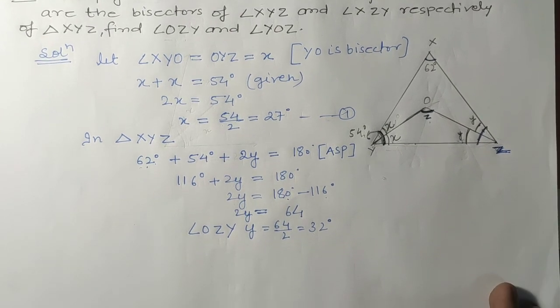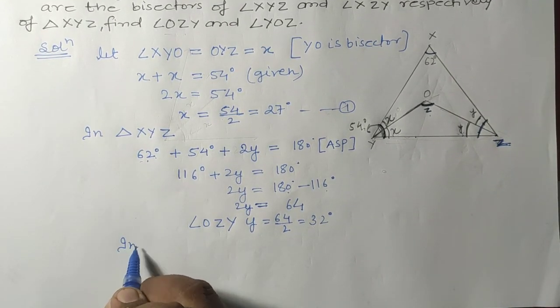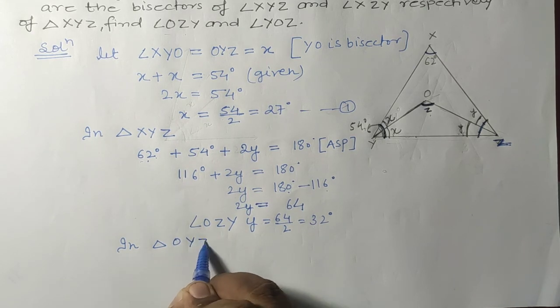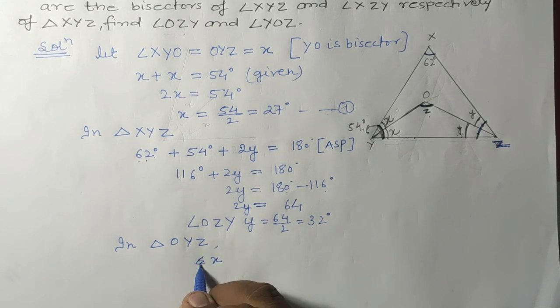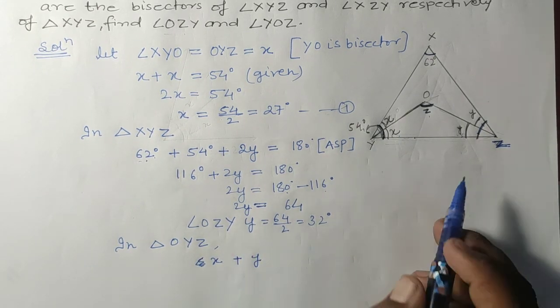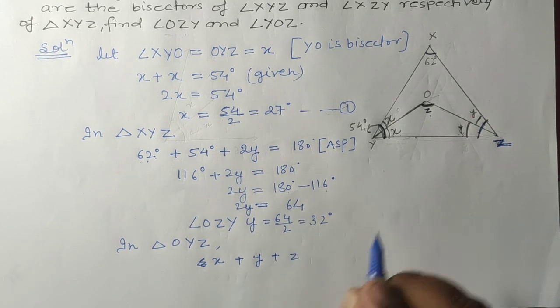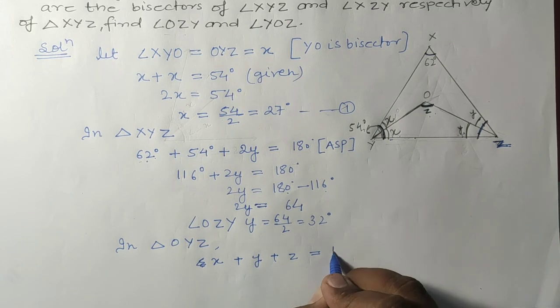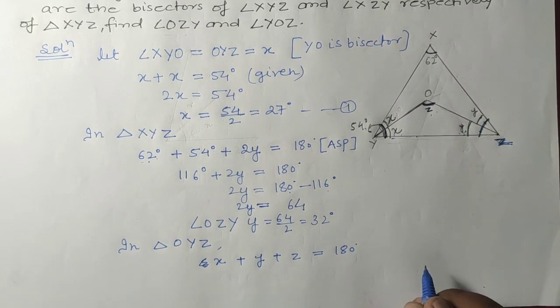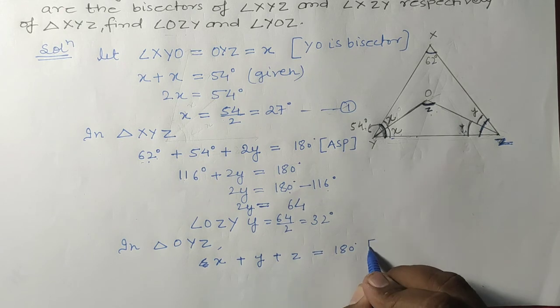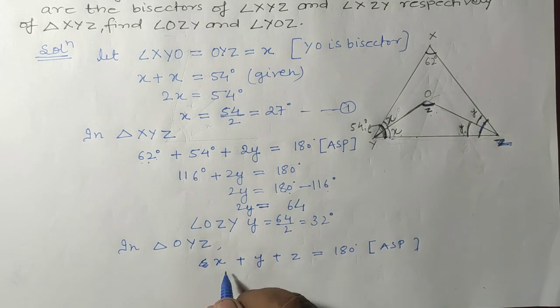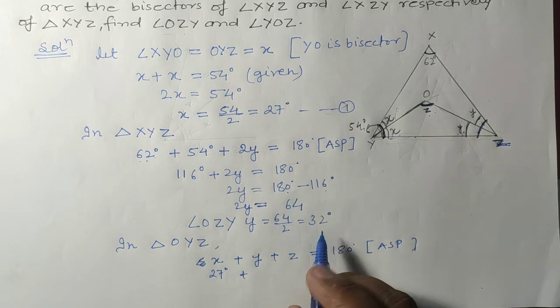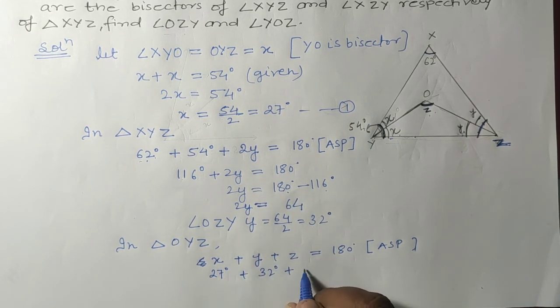Now students, in triangle OYZ, angle X, angle Y and angle Z, the sum of these three should be equal to 180 degrees, because these are the interior angles of a triangle. The reason you will write is angle sum property of a triangle. X is 27 degrees, y is 32 degrees, and z we have to find out.